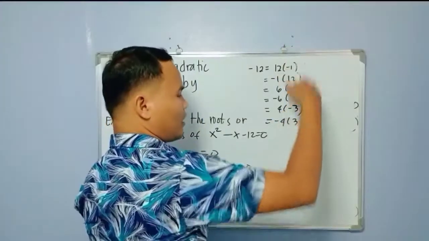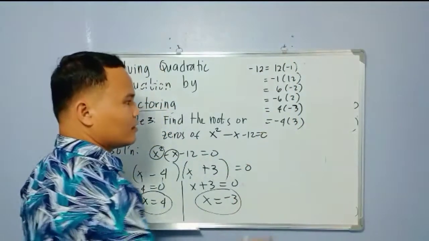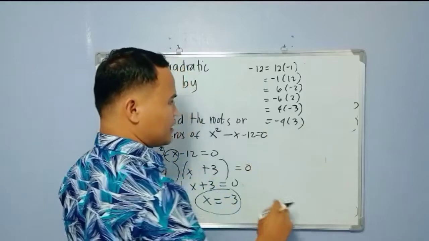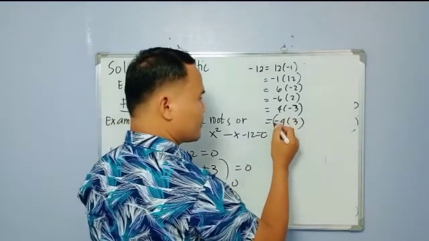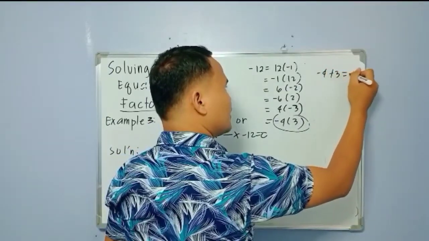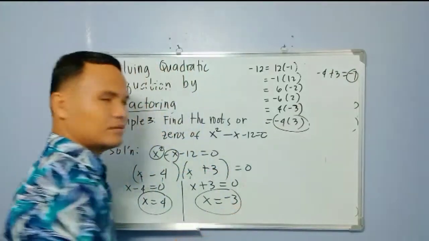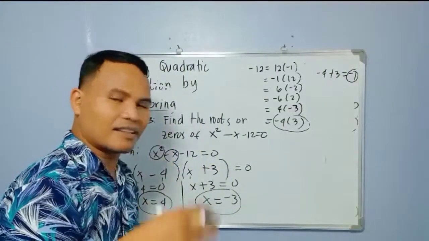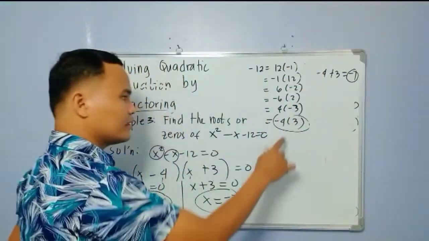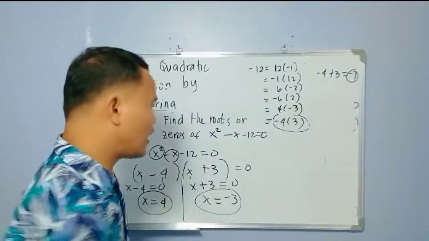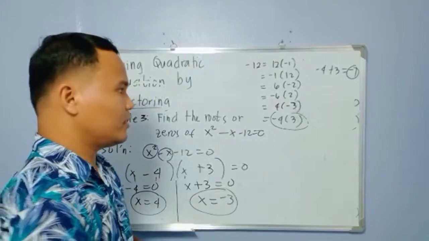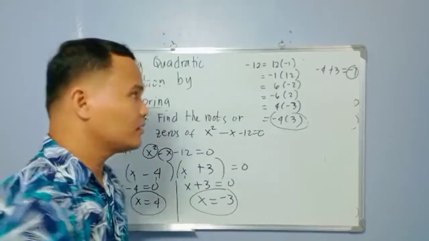So among these 6 factors, which of the factors have a sum of negative 1? If we add negative 4 plus 3, the result is negative 1. Okay, that's another thing, so that we can easily find the correct factors of the constant term that we are going to write here. So that's the idea in finding the correct factors.